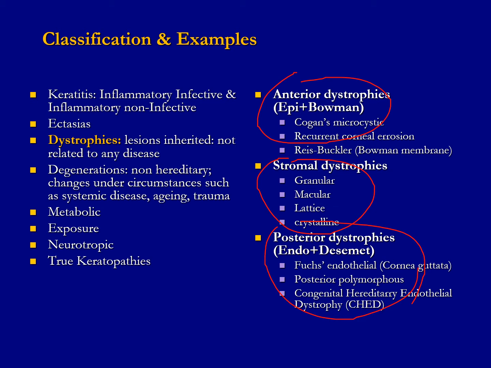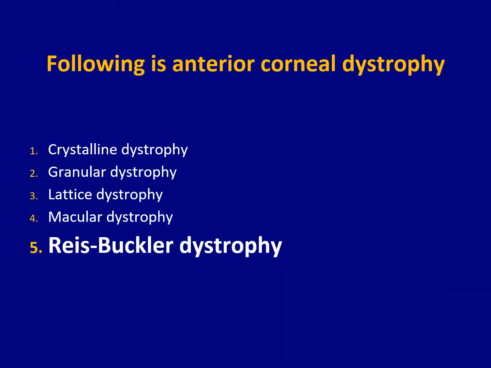You can have at least 20 different types of MCQs from this one slide. Here the MCQ was anterior dystrophy, so you need to remember three names: Cogan, recurrent corneal erosion, and Reese-Buckler. See whether this name is in the MCQ or not. Reese-Buckler. So Reese-Buckler is the anterior corneal dystrophy, while the rest are not anterior dystrophies.